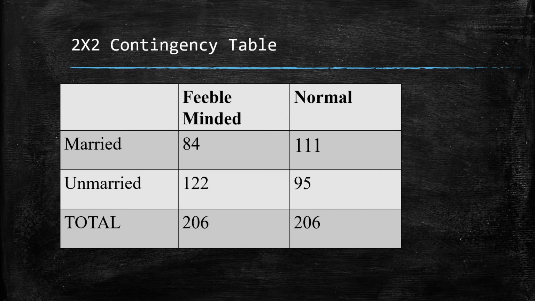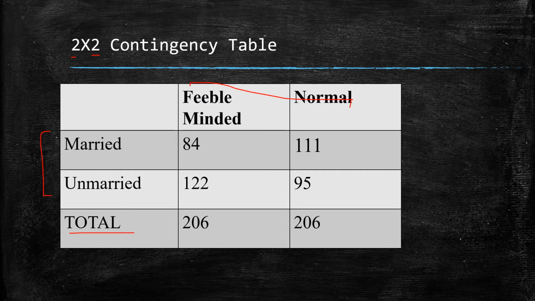This is an example of a 2 by 2 contingency table. Here 2 stands for the number of rows and this 2 stands for the number of columns. As you can see, there are 2 rows and 2 columns. The total row is not significant here. We don't count this while counting the number of rows.